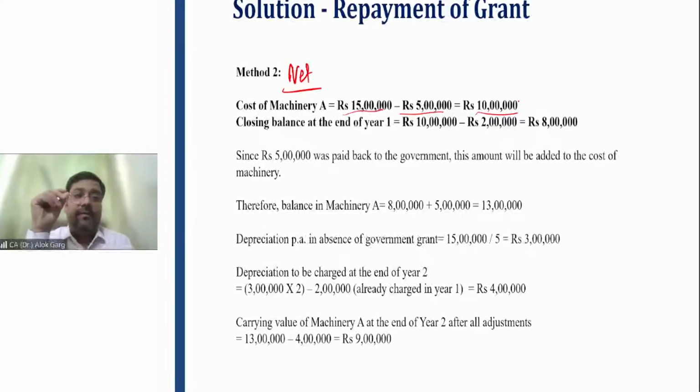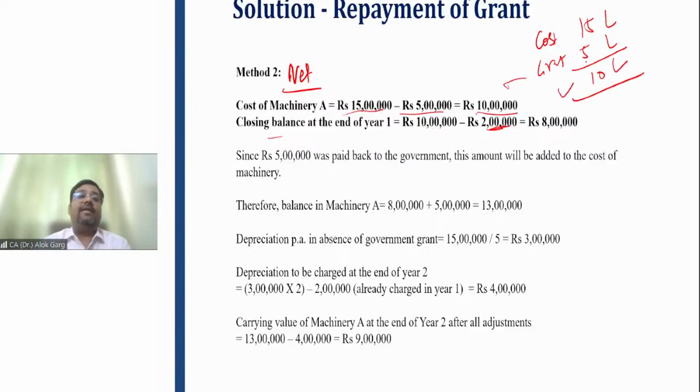Instead of debiting the depreciation by 3 lakh and crediting the income by 1 lakh, in the net approach, we need to depreciate it by 2 lakh rupees only. So closing balance at the end of the year, by the net approach, the cost is 15 lakh. The grant is 5 lakh. So net is 10 lakh. So this will be recorded as an asset.